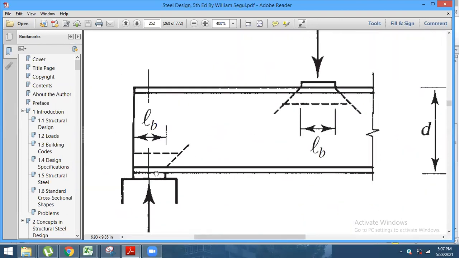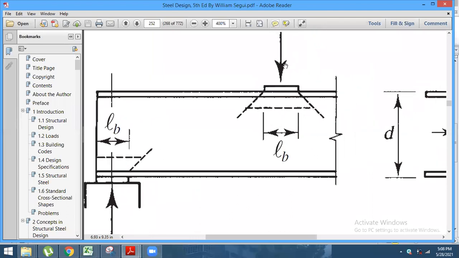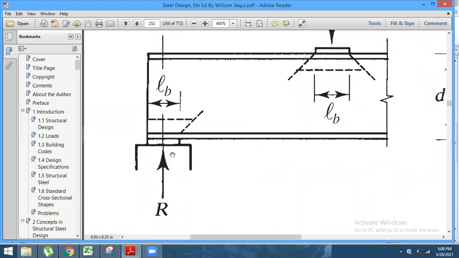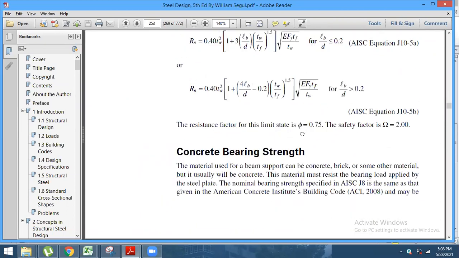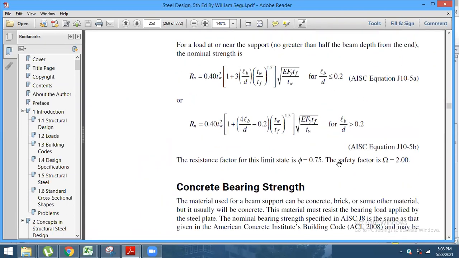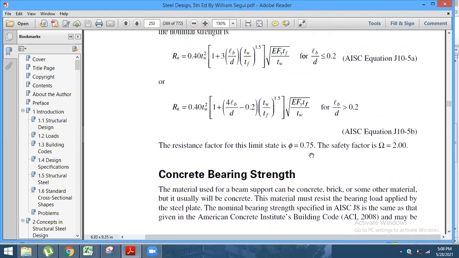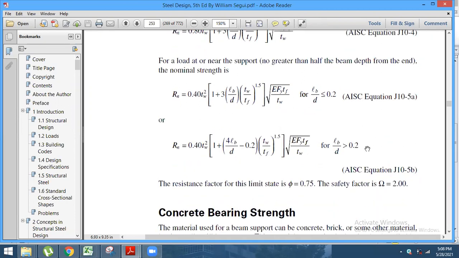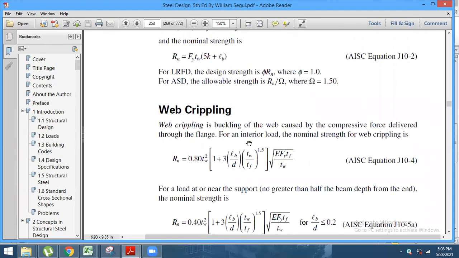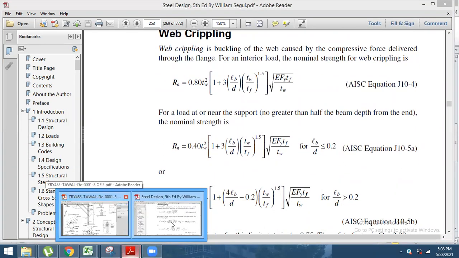Okay? Now, para dun sa support naman, check din natin dun sa support. So, dalawa yung checking natin. Dito, sa application, tsaka dun sa support. Okay, so, para makuha natin yung, okay, yan. So, we have a phi of 0.75 and factor of safety of 2 naman para sa ASD. So, please take note of the formula and the capacity reduction factor. Okay? So, yan ay nabanggit din sa steel design natin.